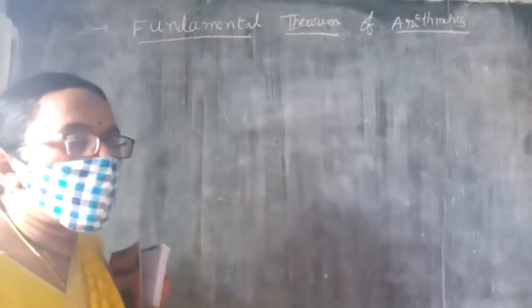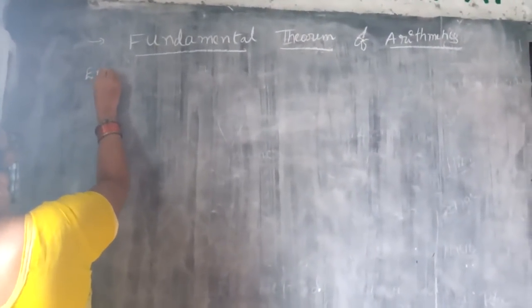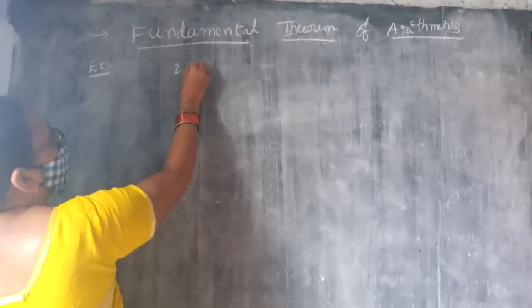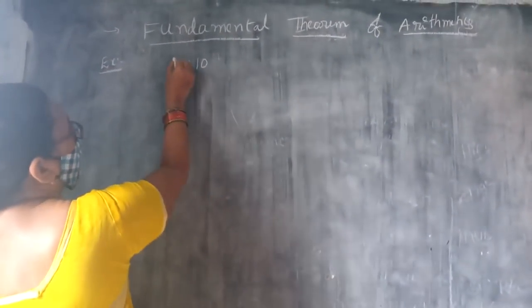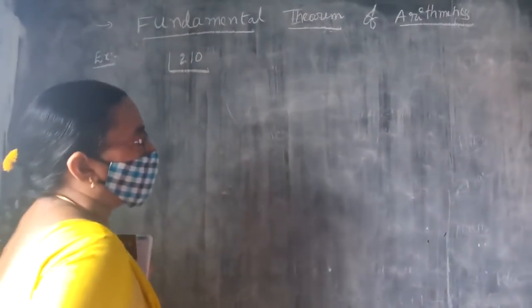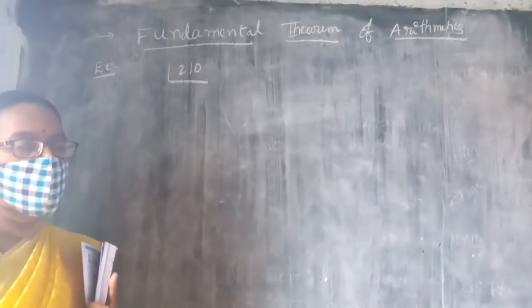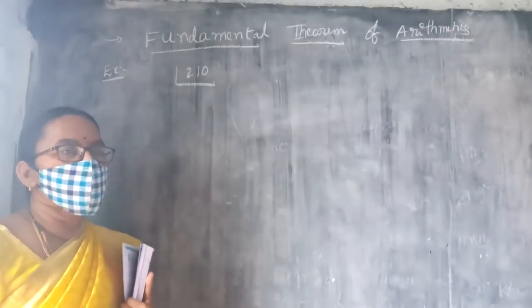Tell me one number. 210. Okay. Before we solve this problem, I ask one question. What are prime numbers?